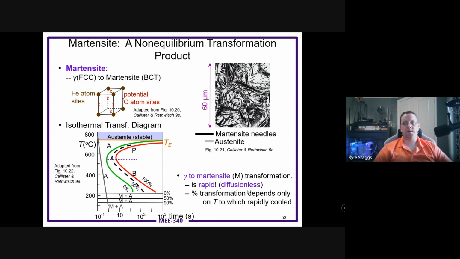The percent transformation depends on the temperature that it was cooled to and how quickly. So how quickly it got down below 200 will tell you the percent composition of martensite versus bainite or pearlite, depending on how quickly it happened.